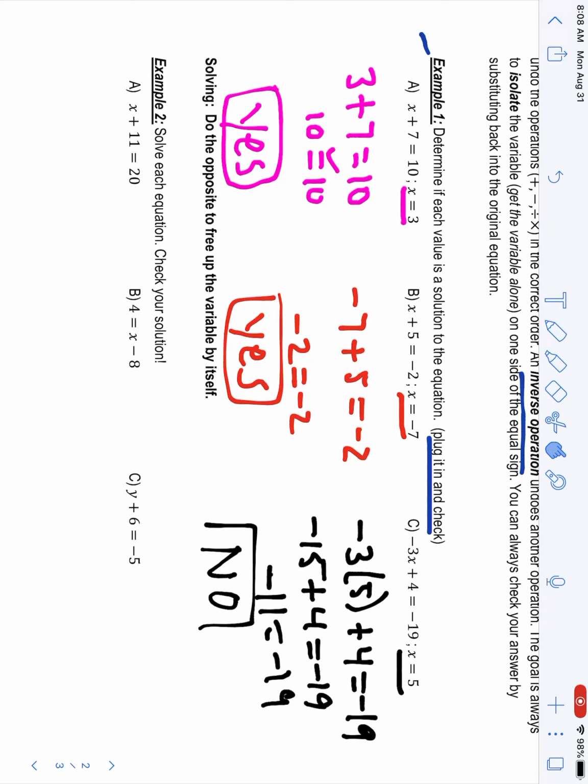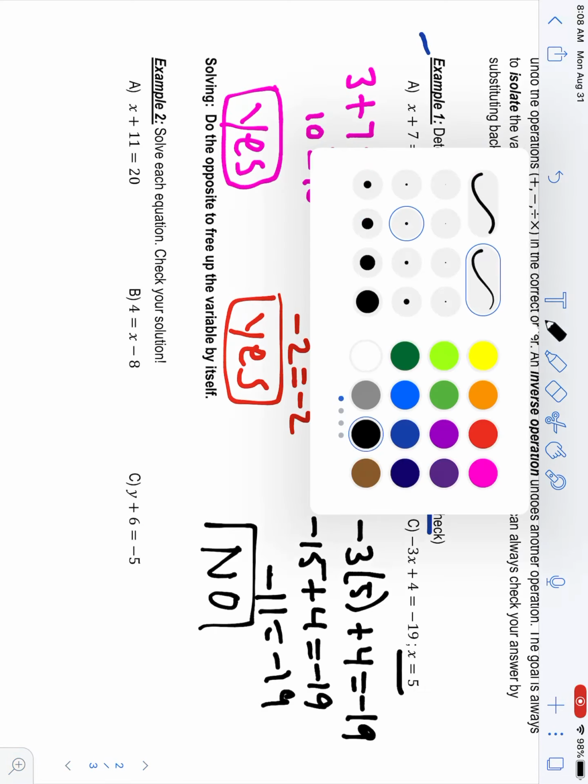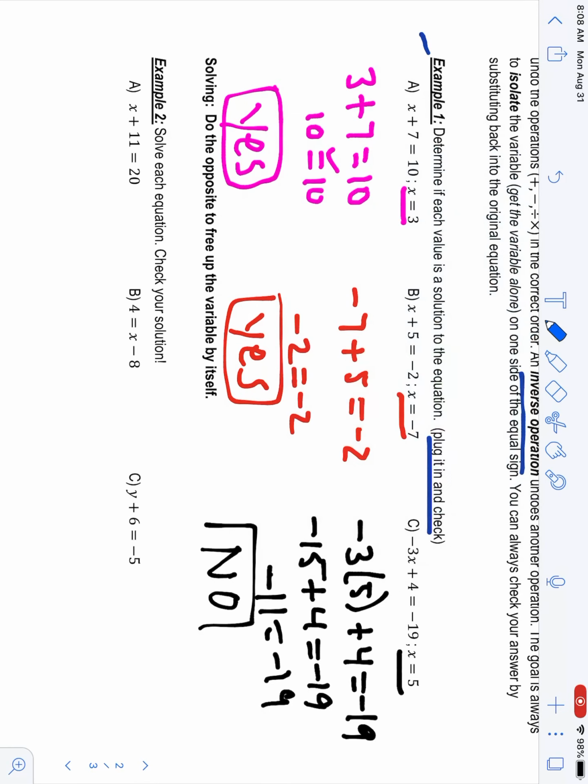Let's go ahead and get to some solving. We are going to do the opposite to free up the variable. So our goal is to get the letter by itself. Move everything away from the letter. We'll move everything to the other side of the equal sign by doing the inverse, or the opposite operation. So for example, if it's plus, we need to do minus. If they have times, we need to do divide.